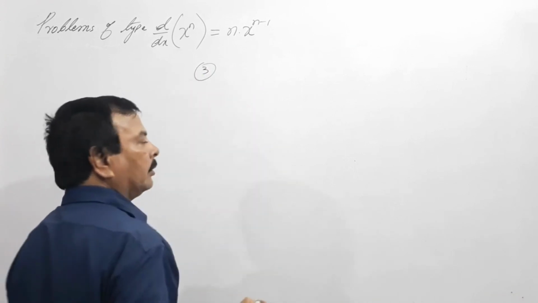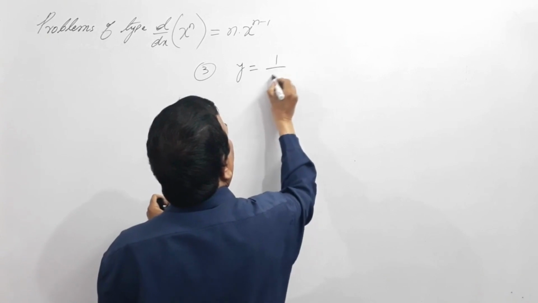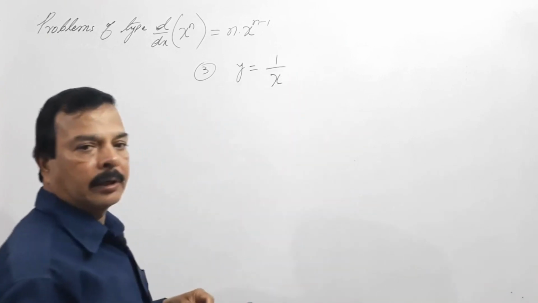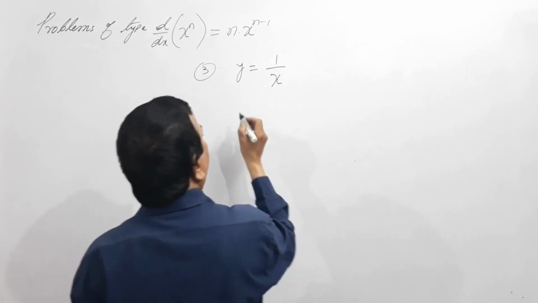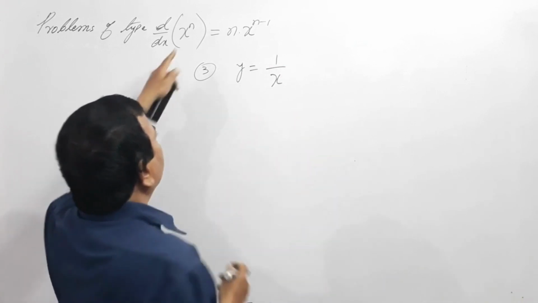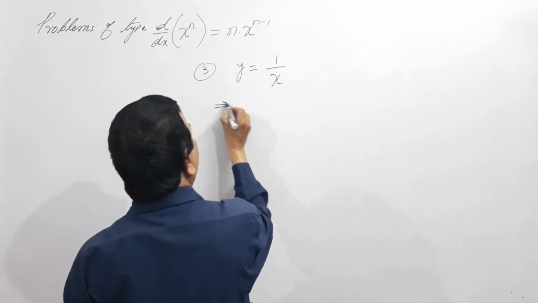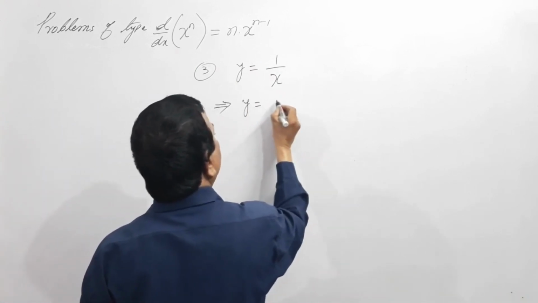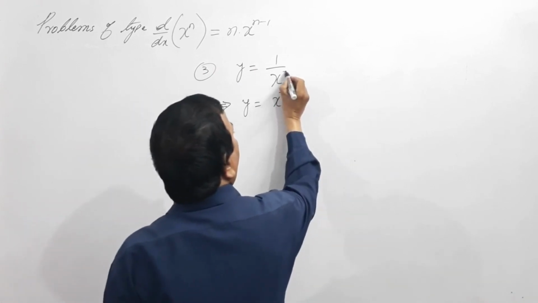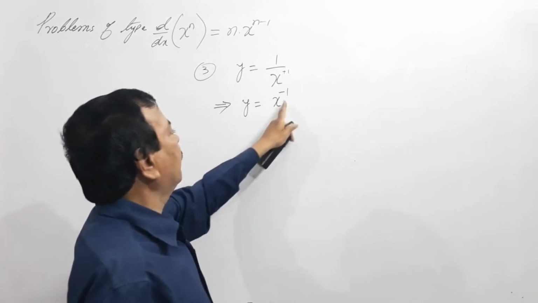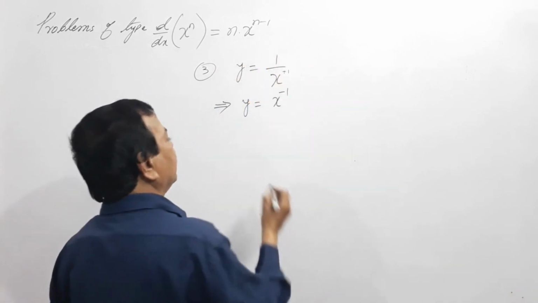Problem number 3. y equals 1 by x. Done? So y equals 1 by x. Now this again is not of standard form, I will bring it to standard form. This is nothing but y equals x to the power of minus 1. Now here we have plus 1, so if I bring it to the numerator, it becomes minus 1. Now it's easy to differentiate.